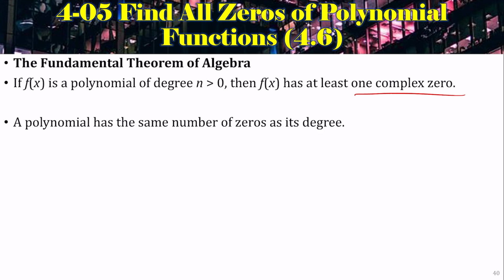When we were doing quadratics, there was always 2. We might have gotten a double zero, but there was always 2 for quadratics. Cubics will always have 3 zeros, and so on. They just might be imaginary.